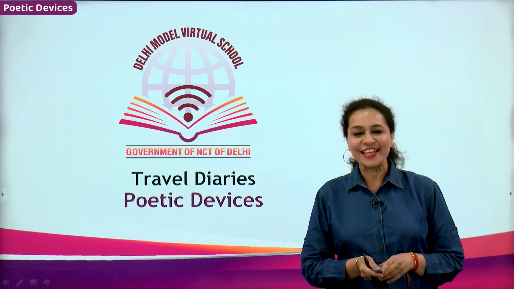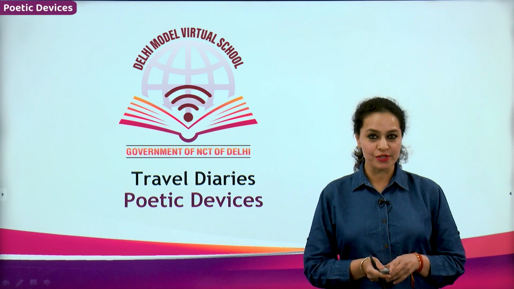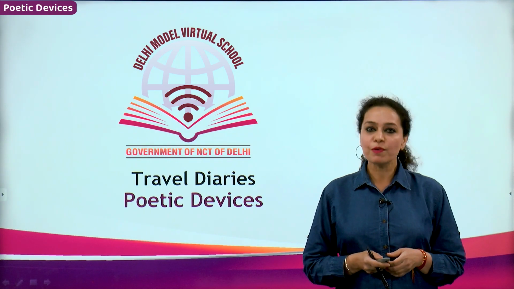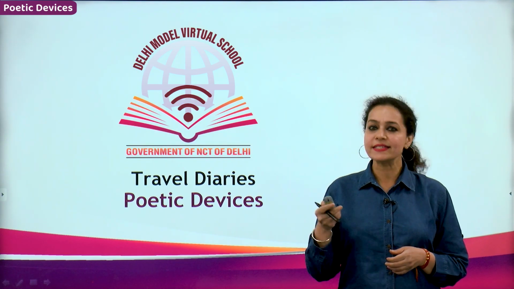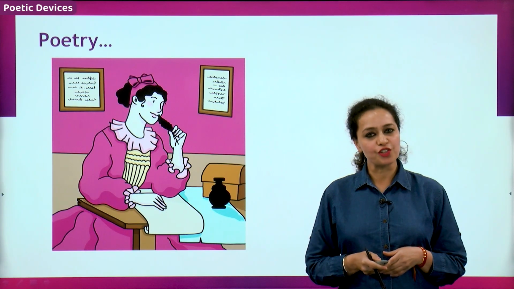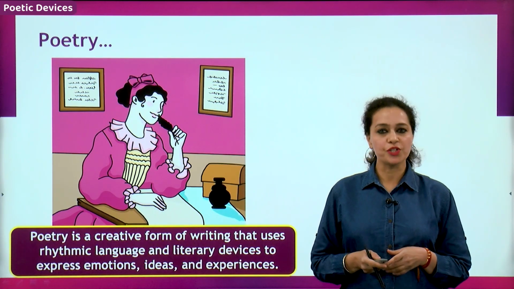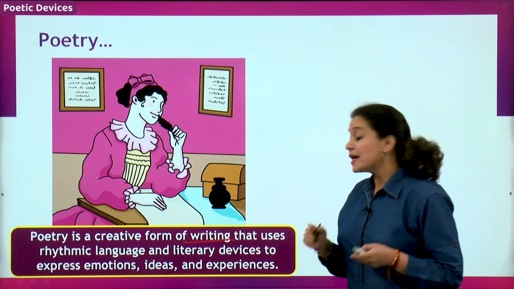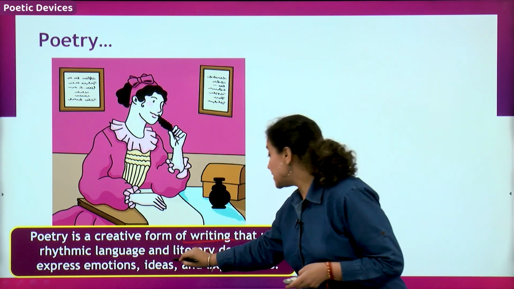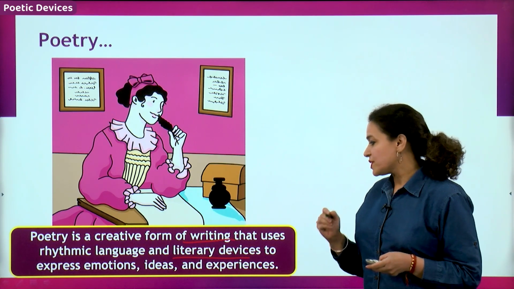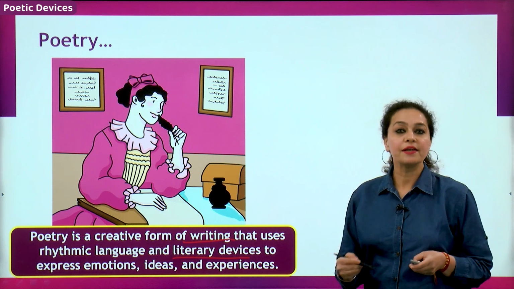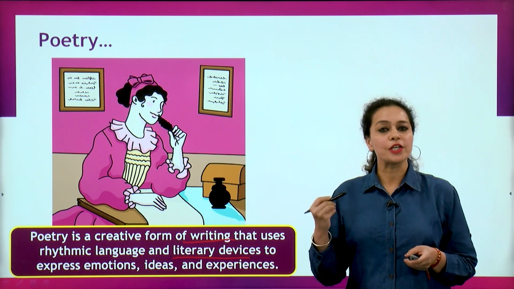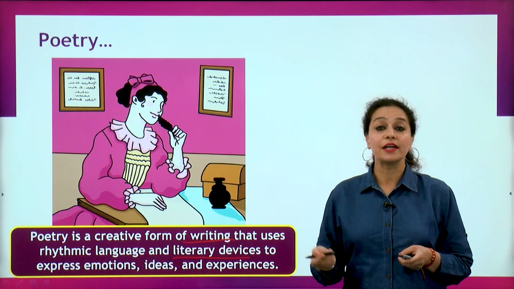Hello students, in the last video we talked about poetry and today we are going to explore poetic devices. But before exploring poetic devices, let's have a look at the definition of poetry first. Now what is poetry? Poetry is a creative form of writing that uses rhythmic language and literary devices to express emotions, ideas and experiences. And poetic devices help us to explore these experiences and emotions.